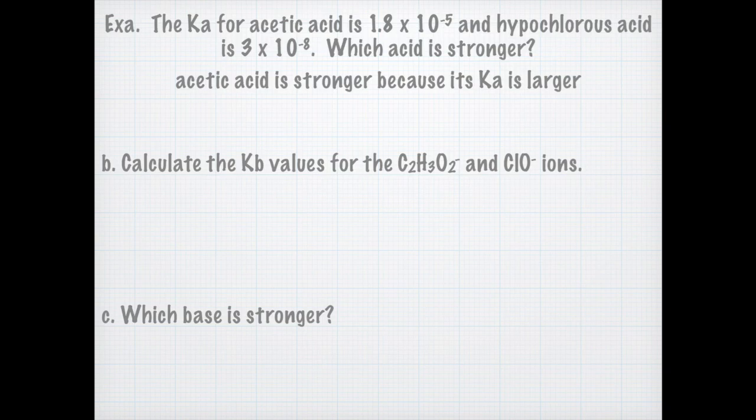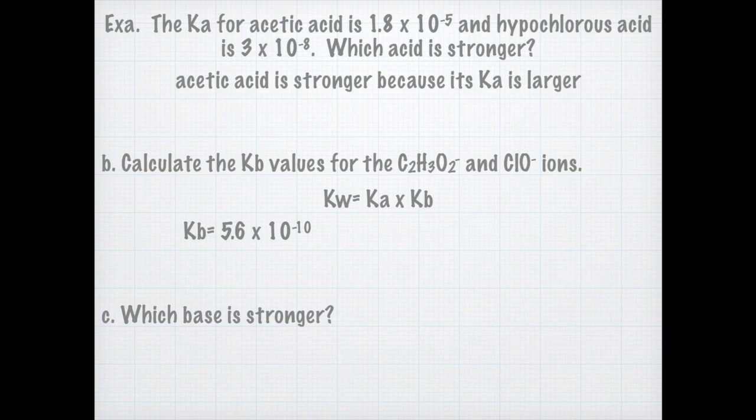Now, what we need to do is calculate the Kb for their conjugate bases. And so all you need to do is take your Ka times your Kb, set that equal to the Kw, and that will enable you to calculate the base dissociation constant. So for the acetate ion, I'm going to take 1.0 times 10 to the negative 14th and divide it by the 1.8 times 10 to the negative 5th. What I end up getting for the Kb is 5.6 times 10 to the negative 10th.